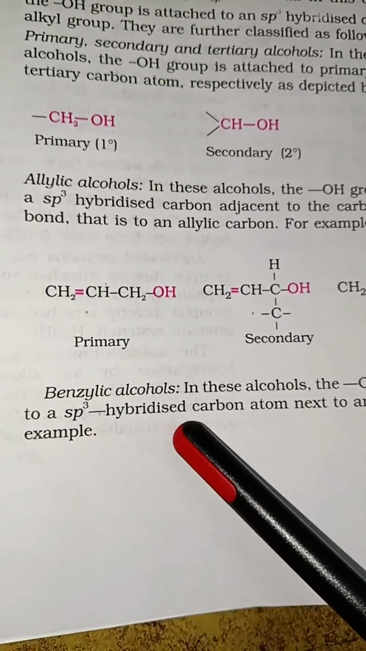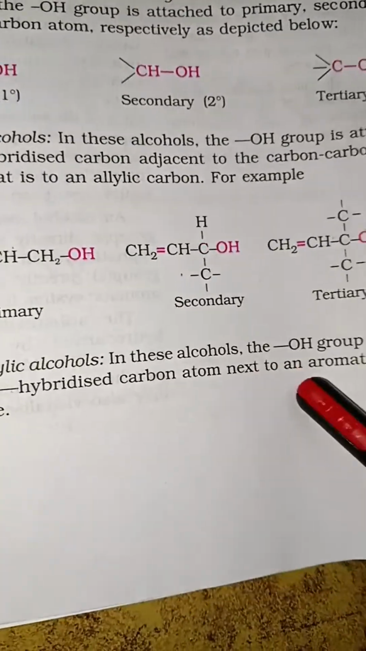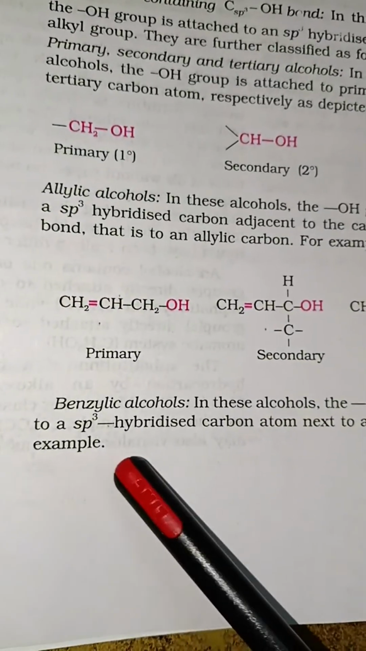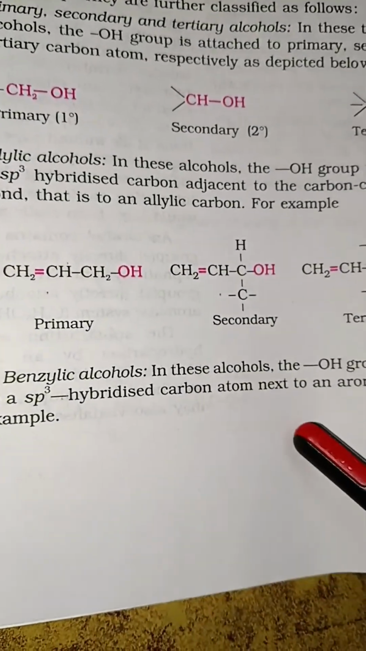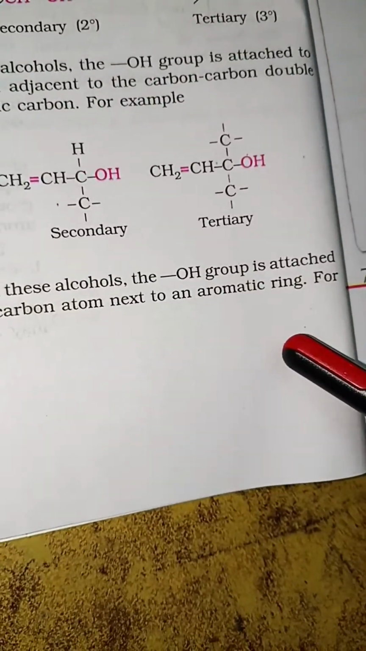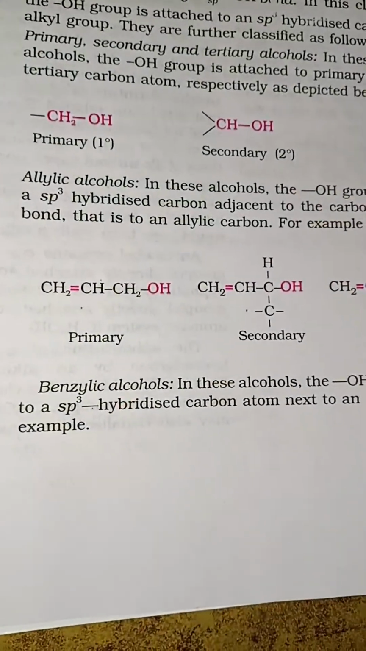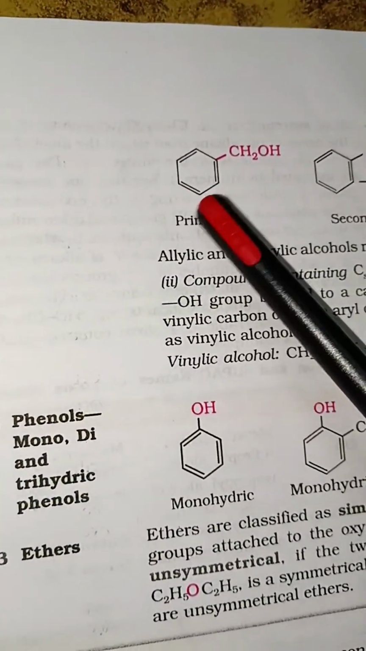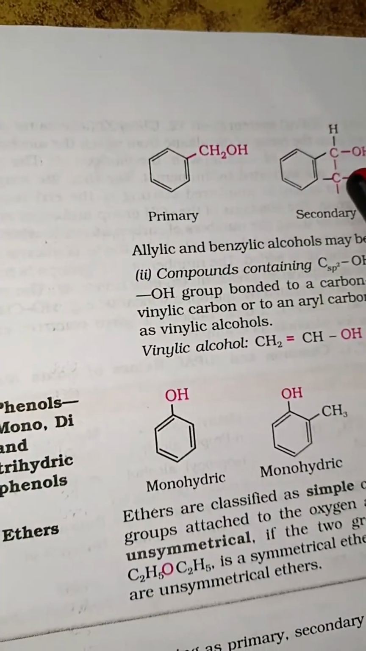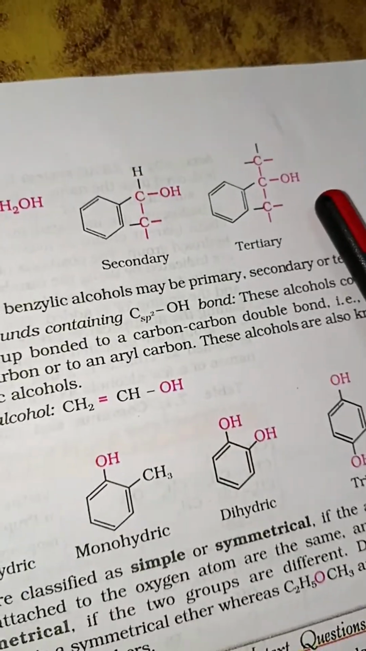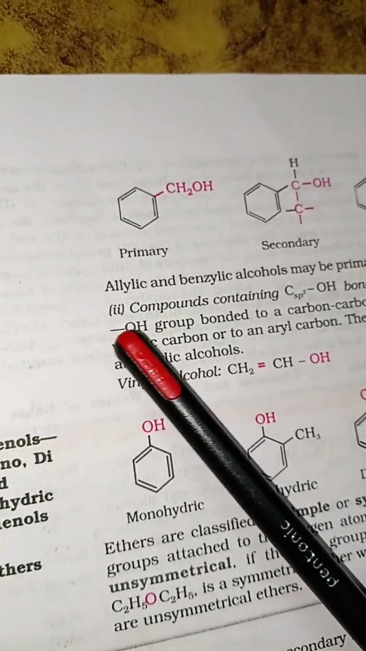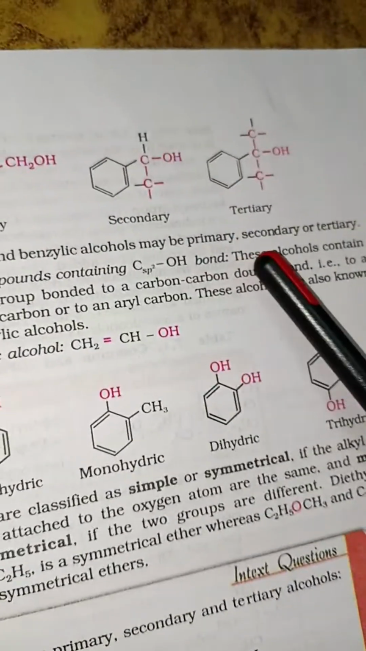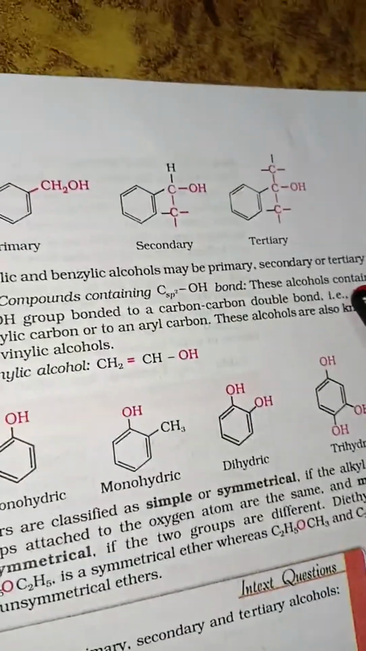Benzylic alcohols. In these alcohols, the OH group is attached to an sp3 hybridized carbon atom next to an aromatic ring. For example, this is primary, CH2OH, this is secondary, and this is tertiary. Now, allylic and benzylic alcohols may be primary, secondary or tertiary.